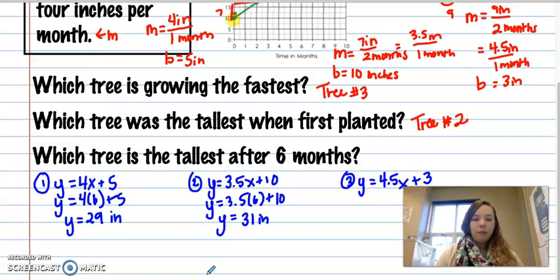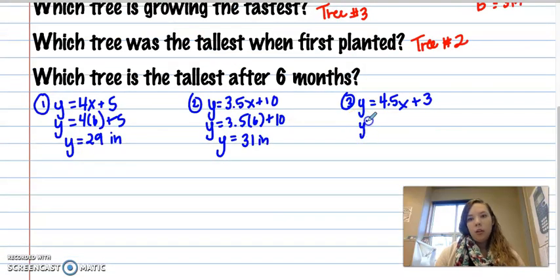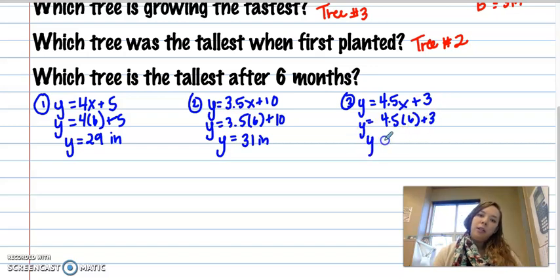Scroll down here. So we have 4.5 times 6 plus 3, which I believe is 27 plus 3 is 30 inches. So it looks like this would be tree 2 because tree 2 is 31 inches, taller than the others.